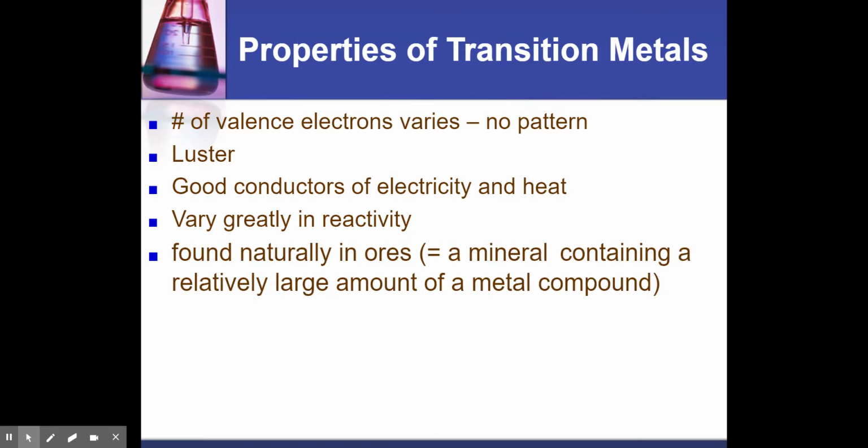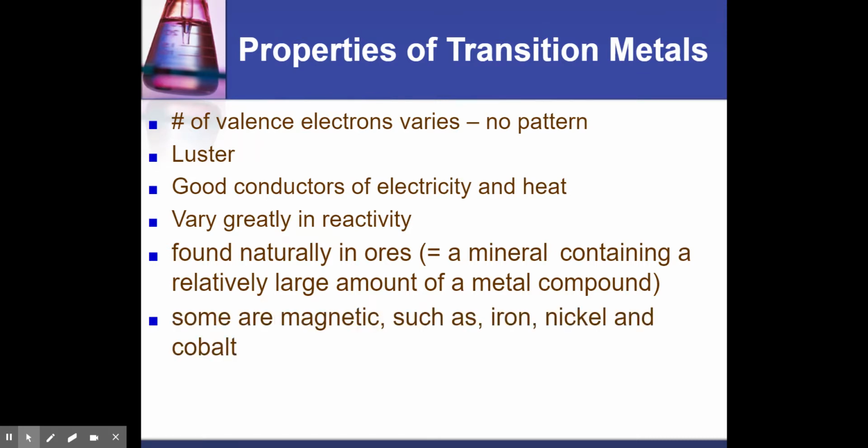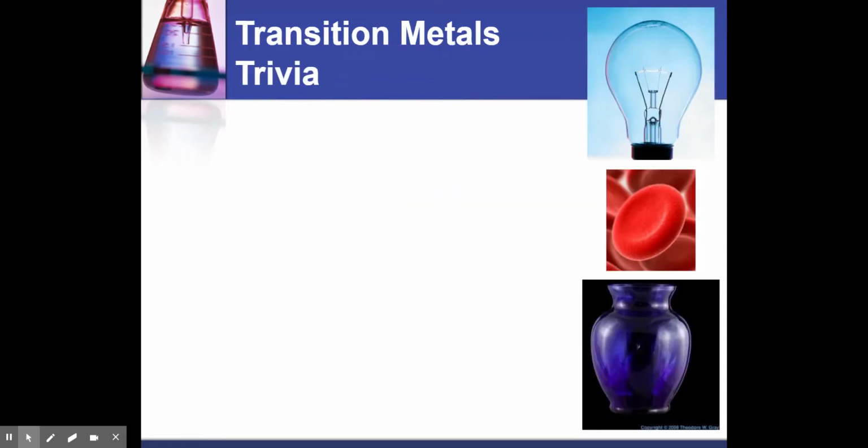They are found naturally in ores, like iron ore, for example. So again, an ore is a mineral containing a relatively large amount of a metal compound. And some of them are magnetic. So iron, nickel, cobalt, those are examples of some of the magnetic elements.